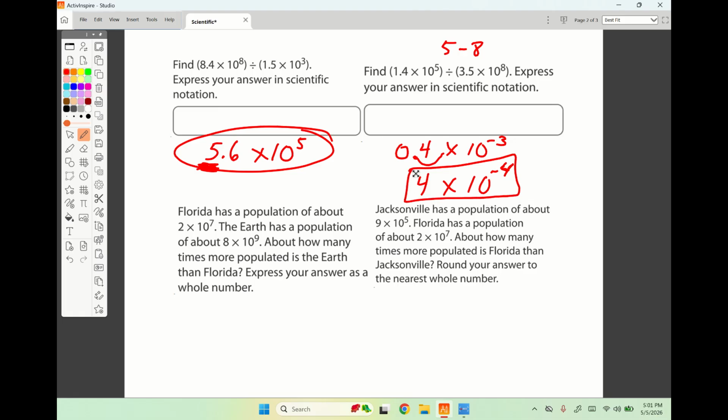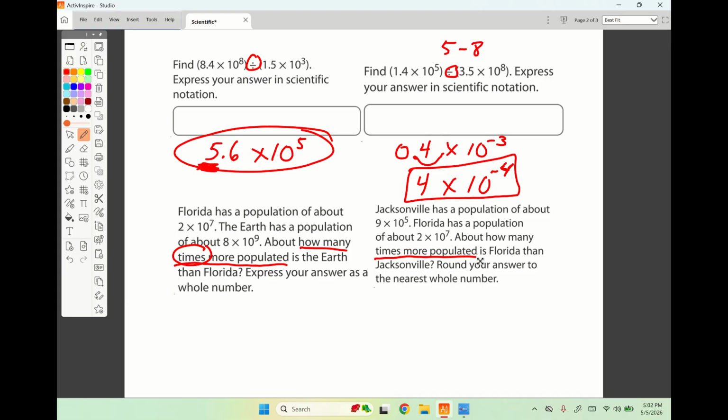Alright, now here's some word prompts that you have to know are division, because they're not going to tell you division. On these two, you got the symbol in between that says division. But here, if it says how many times more populated, the word times is important, then it's division automatically. So you just divide your bigger value by your smaller value, and then fix your answer at the end if it needs fixing. So Earth has a population of 8 times 10 to the 9th. That's the bigger value.